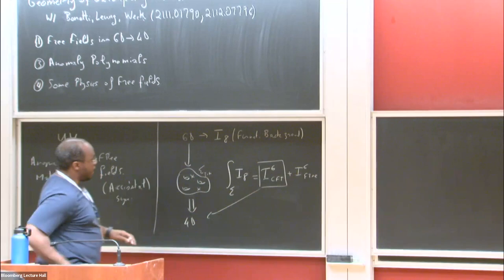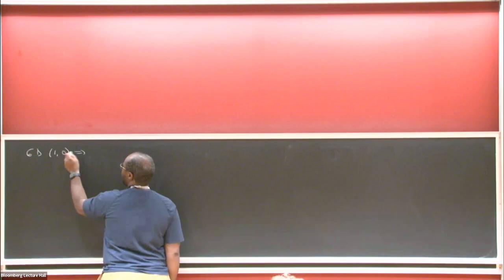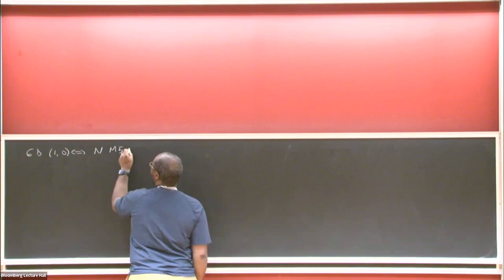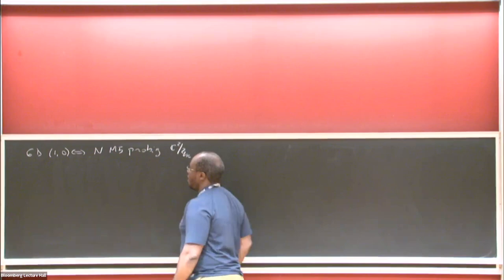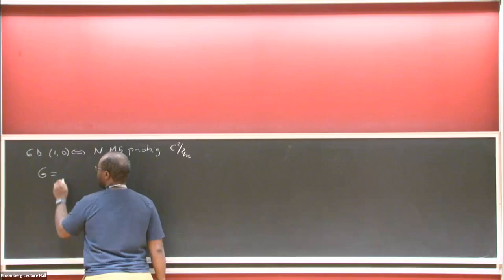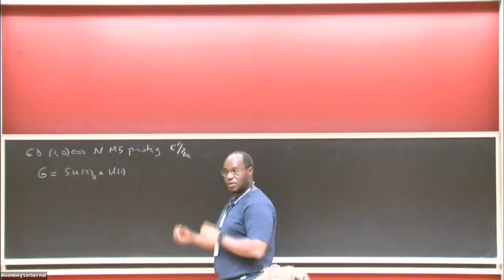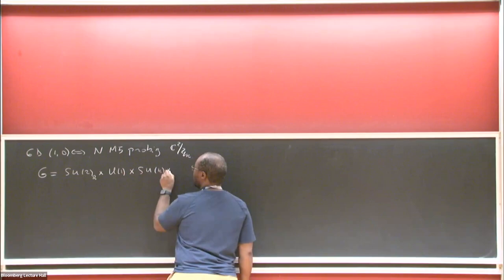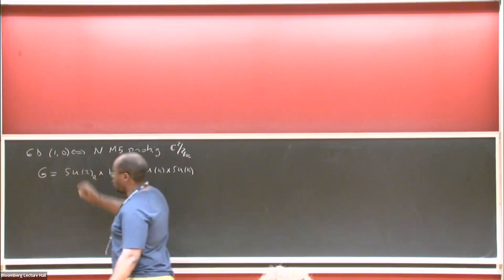I will restrict to a specific 6D theory today. I will consider 6D (1,0) theories, which appear on a stack of N M5-branes probing a C2/Z_k singularity. Such a theory has a large global symmetry. There is an SU(2)_R symmetry. It also has a U(1) that comes from some isometry. And then it has an SU(k) times SU(k) global symmetry, which we will come back to later on how you can understand it. So this theory has a very large global symmetry.